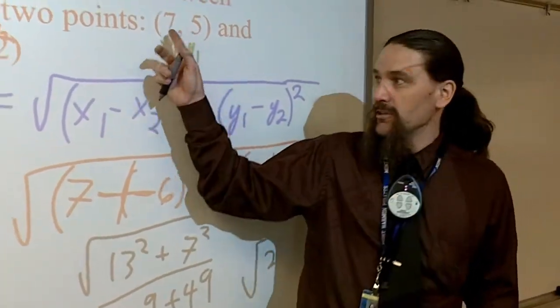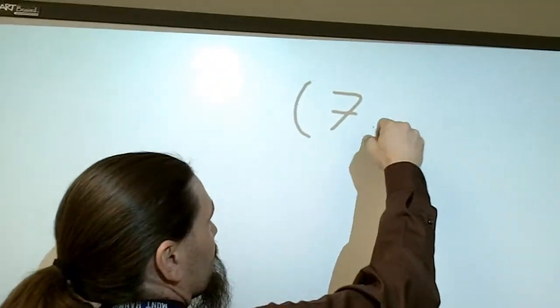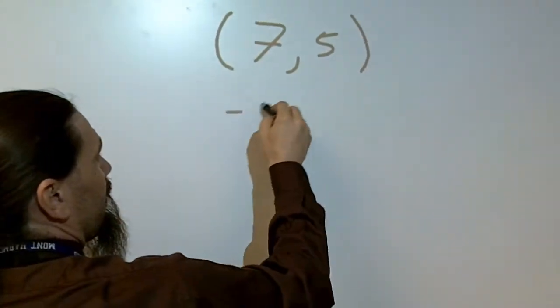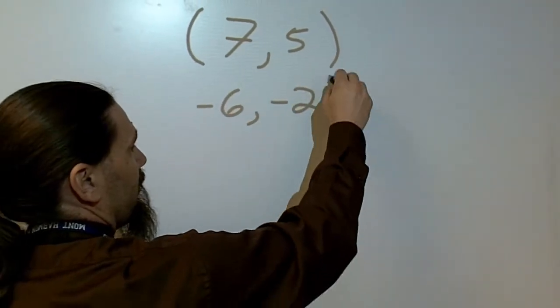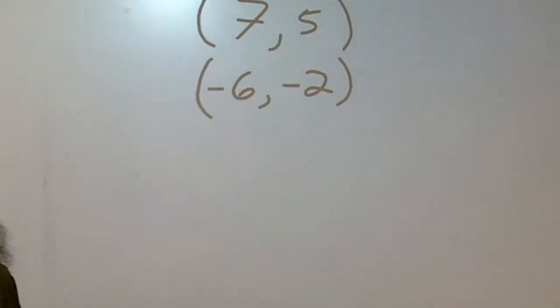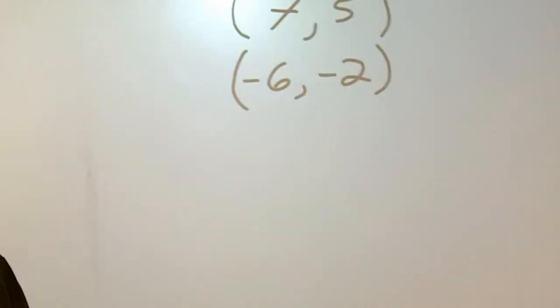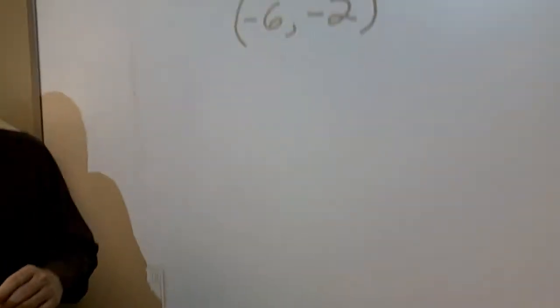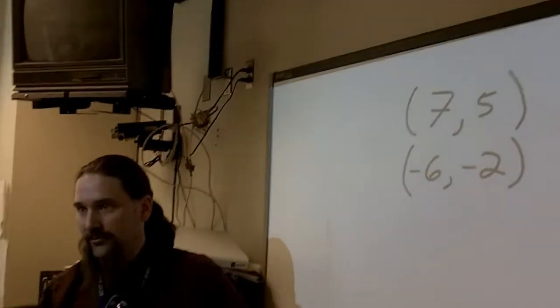Okay, so the points are 7, 5, and negative 6, negative 2, right? Is that the point? Okay, negative 6. Yes, it's negative.